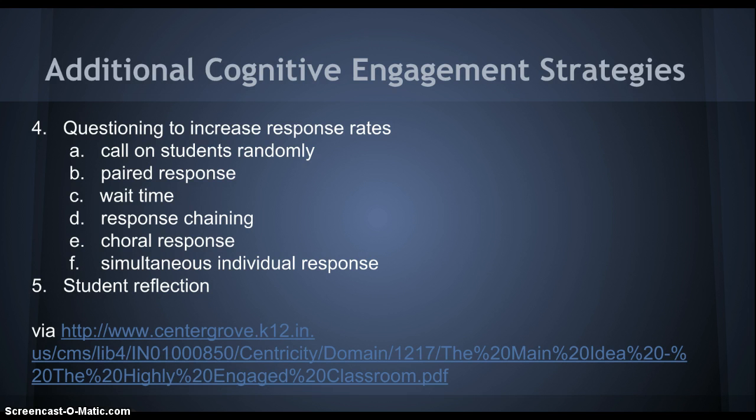All 5 of these strategies came from the Center Grove School District in Indiana, and I've attached a PDF to this email which describes each of these strategies and gives real-life applicable ways you can use this in the classroom.